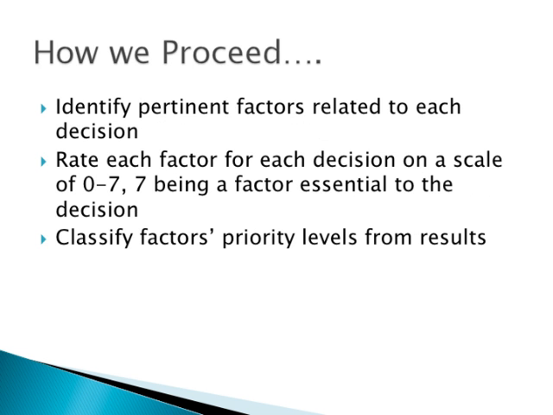How do we proceed from here? Well, we identify the pertinent factors related to each decision with the help of Anna. We then rate each factor for each decision on a scale of 0 to 7, 7 being a factor essential to the decision. Anna will be the one to do the rating 0 through 7, and we also have an outside expert who will be rating all of her factors 0 through 7. Then we will be averaging both the expert's opinion and Anna's opinion together to get a value for each factor in each decision. We will then classify these factors and we will get priority levels from the results.